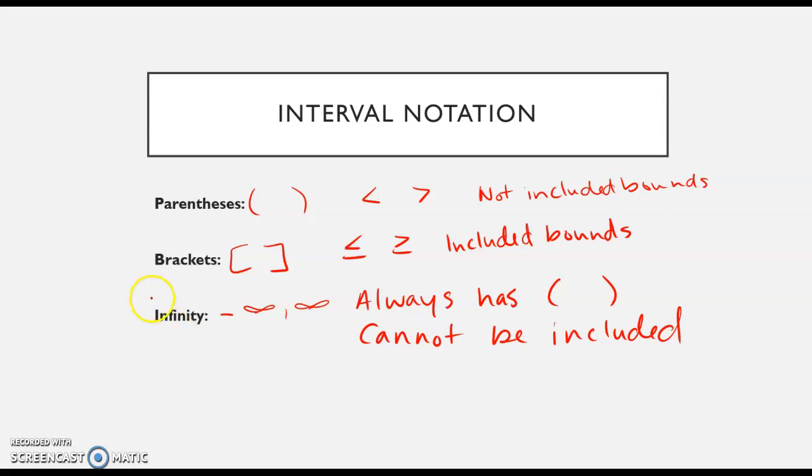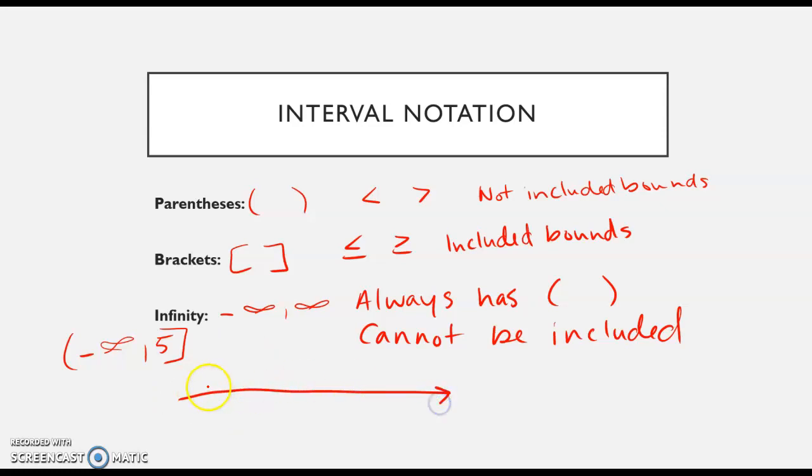So interval notation can look something like this: negative infinity, and we'll go to 5. And I'm going to go ahead and include the 5. So you can have a parentheses with a bracket. The parentheses just means that bound is open, not closed, whereas the bracket means that the boundary is closed.